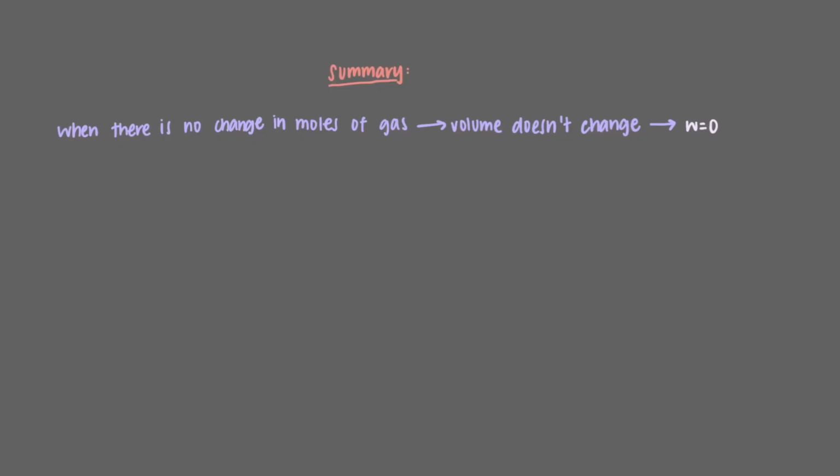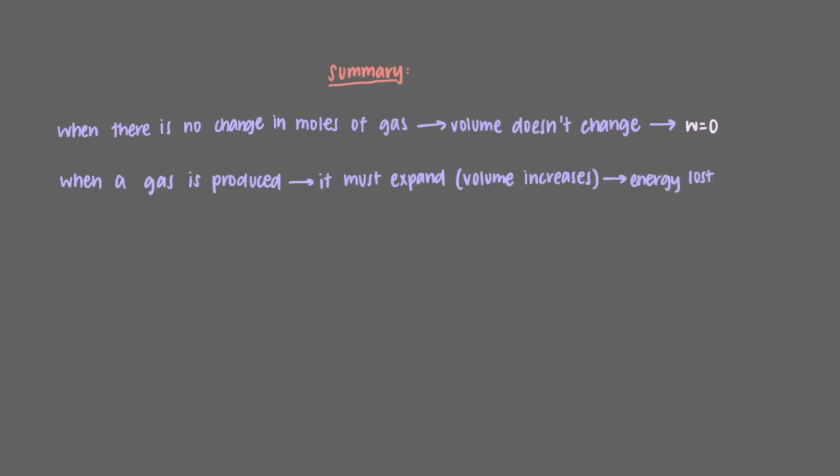Let's summarize. We just saw that when there is no change in the moles of gas in a reaction, the volume occupied by the gas will also not change. That means that there is no work being done. We also saw that when a gas is produced in a reaction, it must expand. When the volume of the gas increases, energy is lost by the system, and so work is negative.